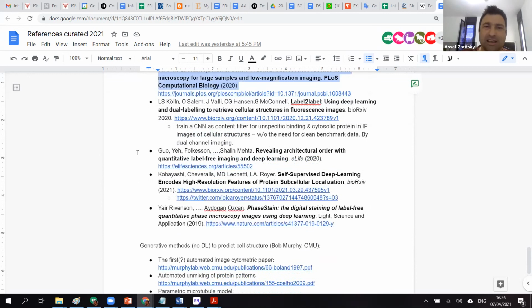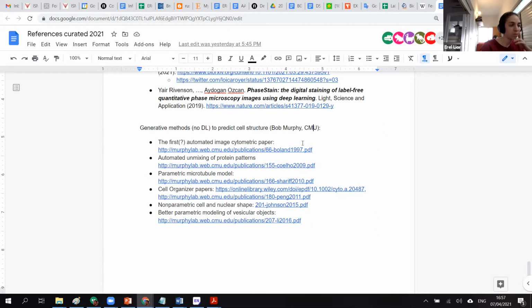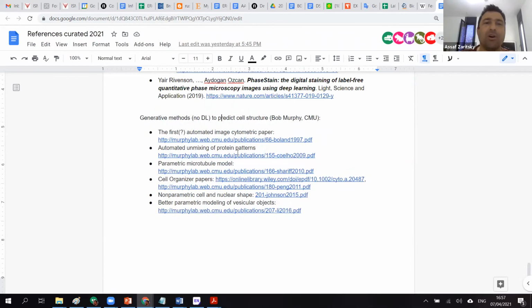And these are more classic papers about generative methods in terms of cell structure. A pioneer in that is Bob Murphy from Carnegie Mellon. So these papers are not deep learning, but they are learning statistics of different structures within the cell. So you can pick from there. And that's it for now, because I'm going to add more as we go on the different topics.